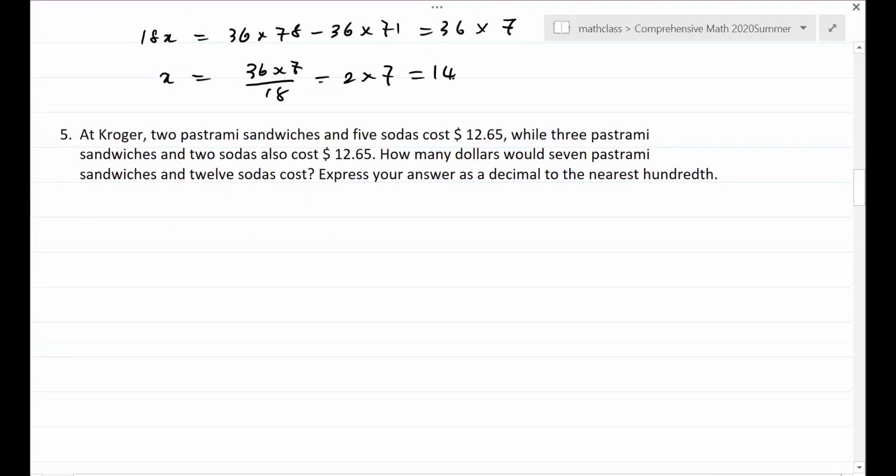At the Kroger, 2 pastrami sandwiches and 5 sodas cost $12.65, while 3 pastrami sandwiches and 2 sodas also cost $12.65. How many dollars would 7 pastrami sandwiches and 12 sodas cost? So this is another typical problem. You need to set up equations and solve it. So I let you try, okay?